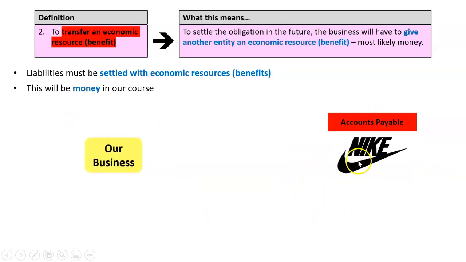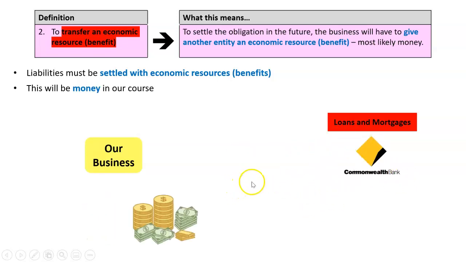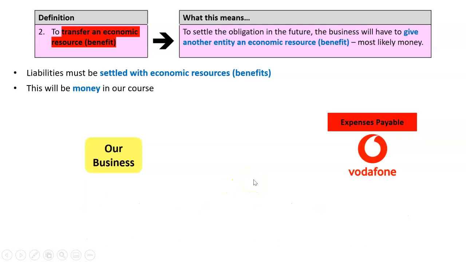Simple. Here's our business. Our supplier is Nike. They're an account payable because I bought a bunch of shoes from them but haven't paid them back. How do we settle that? Easy. Money. Another example, yeah, a loan or a mortgage. We've got a loan with the Commonwealth Bank again. How do we settle it? Simple, with money. And if we've got a phone bill to pay, how do you settle it?